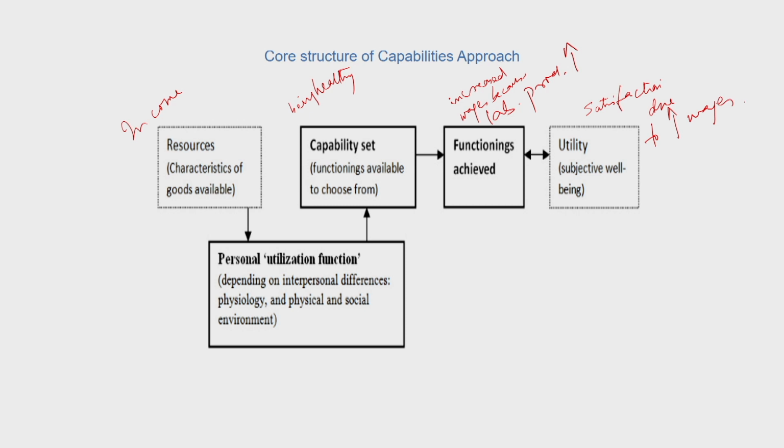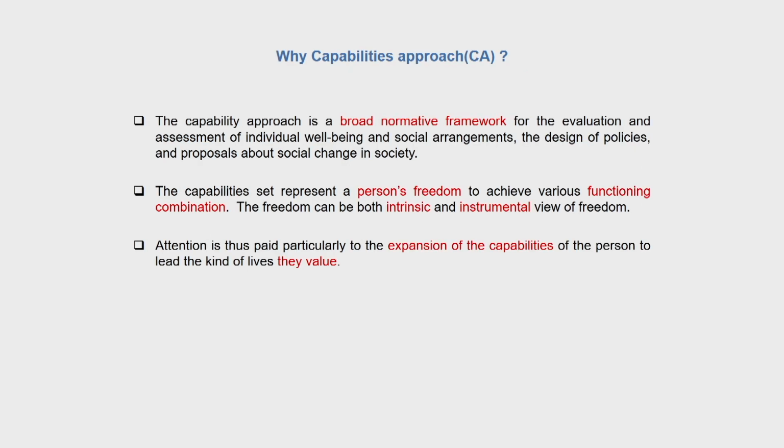This is how the core structure of the capabilities approach looks like, and the personal utilization function depends upon interpersonal differences, physiology, and the physical and social environment. Resources give rise to the utilization function, and how well the resources have been utilized by the individual concerned also determines what the capability set of the person or the group of persons is. And why the capabilities approach?